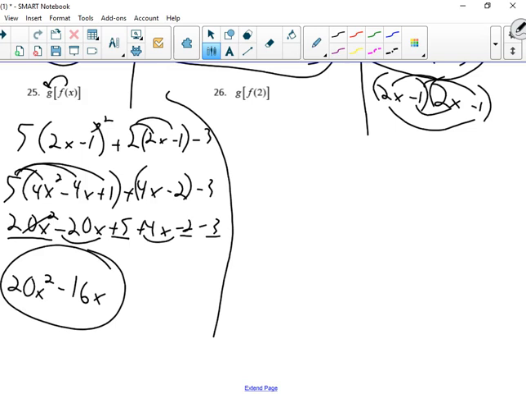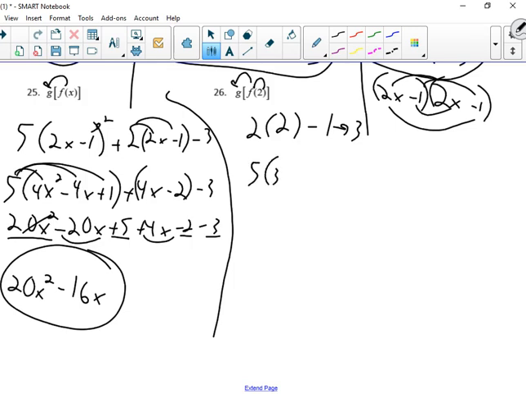We're playing the telephone game again. We're going to plug 2 into F, get a new number, plug that new number into G. So F is 2x minus 1, but we're plugging a 2 in for the x. So that yields 2 times 2 is 4 minus 1 is 3, which now we're plugging into G.